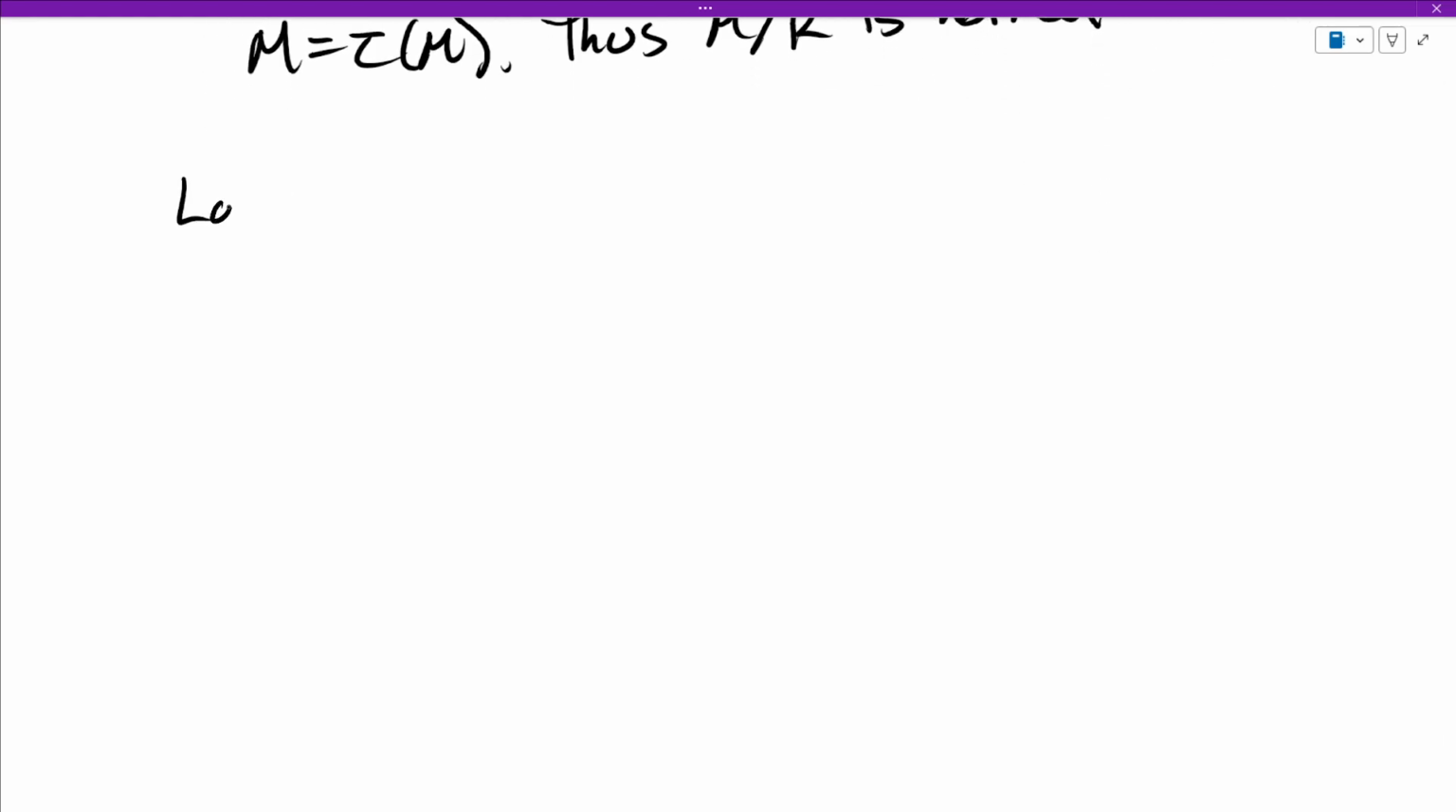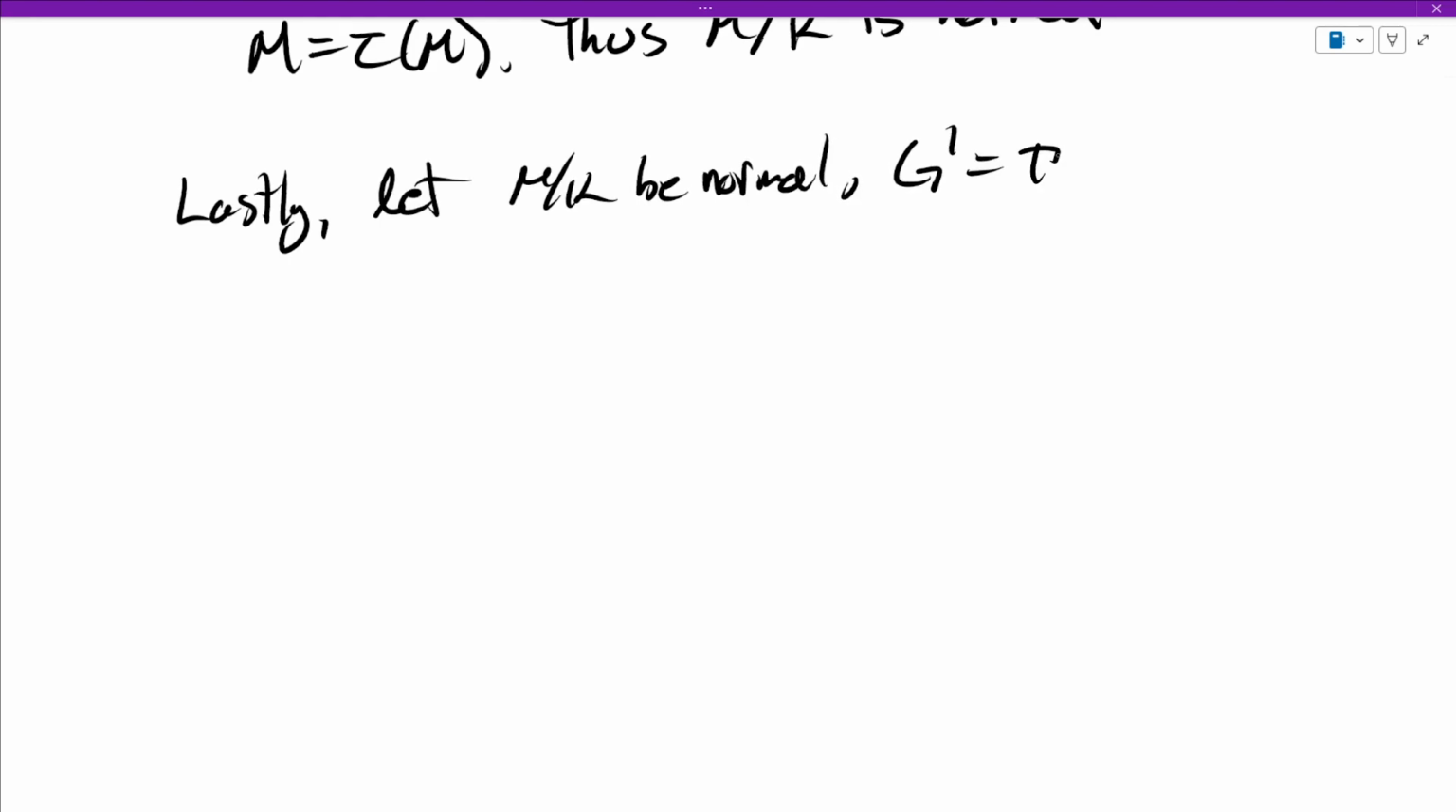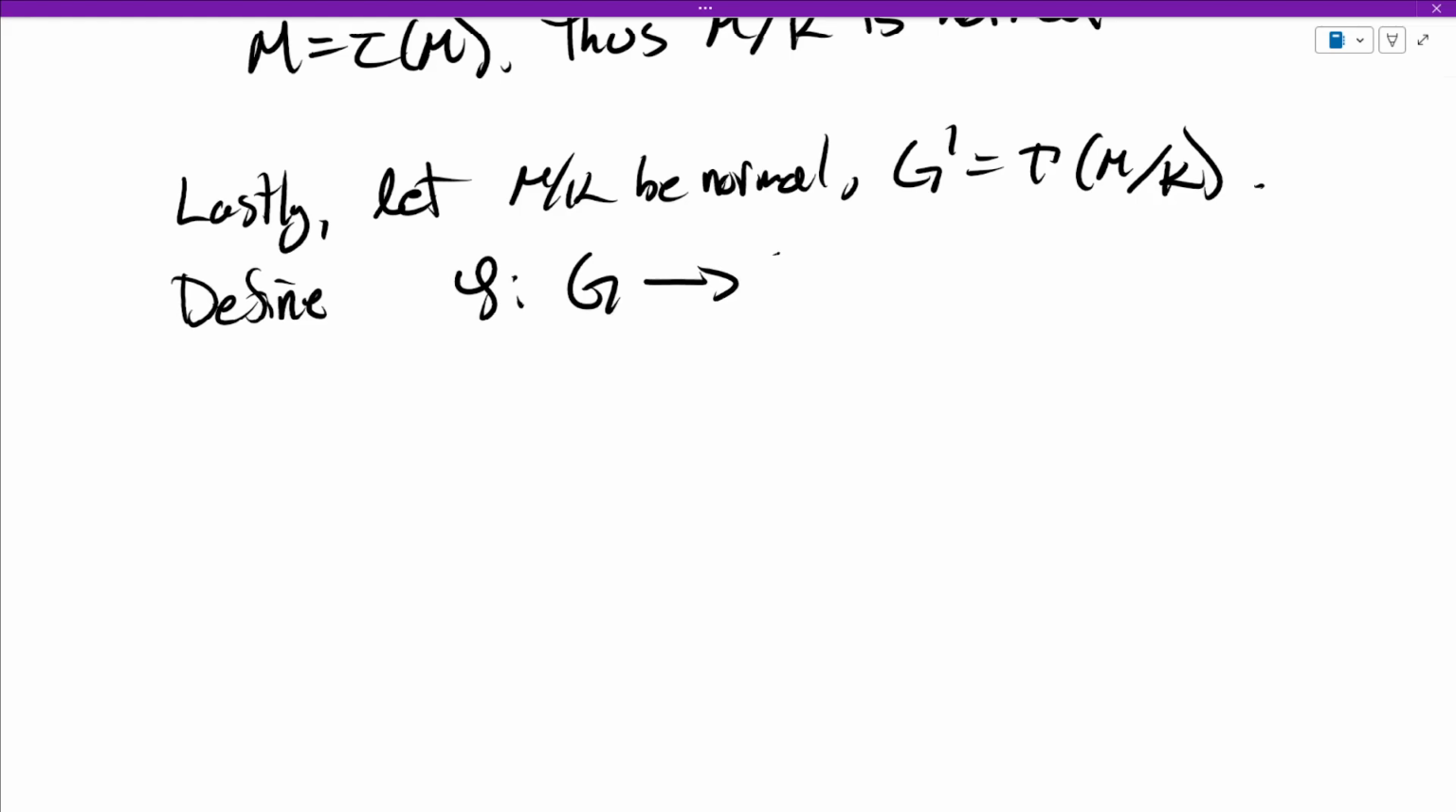For 5, let M over K be normal. G prime, the Galois group of M over K. This is the guy we're going to try to identify as a quotient of G. And we're going to define a mapping phi from G to G prime. Again, G is the Galois group of L over M. And we're going to define it by, all right, so we need to take an automorphism of L. Okay, so tau is an automorphism of L.